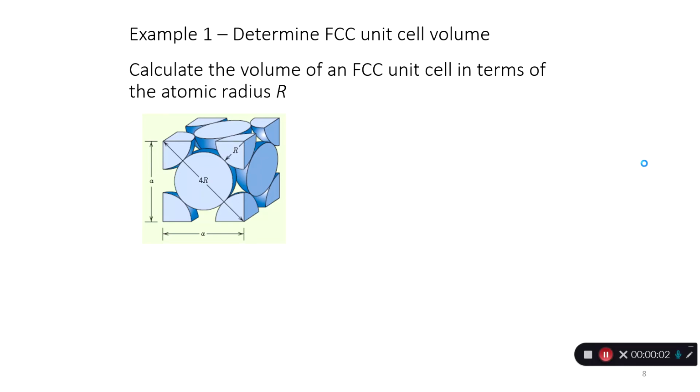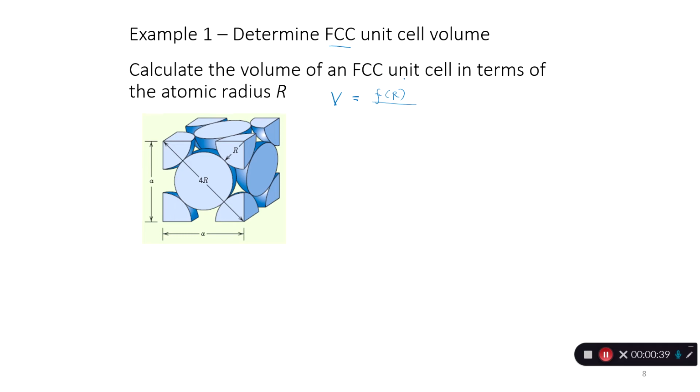Okay, in this video we're going to do a couple of examples related to the crystal structures, specifically on the FCC. So here we are going to determine the volume of an FCC cell. The question goes: calculate the volume of the cell in terms of the atomic radius r. So what you want to find ultimately is the volume of the cell expressed in terms of r. So it's a function of r.